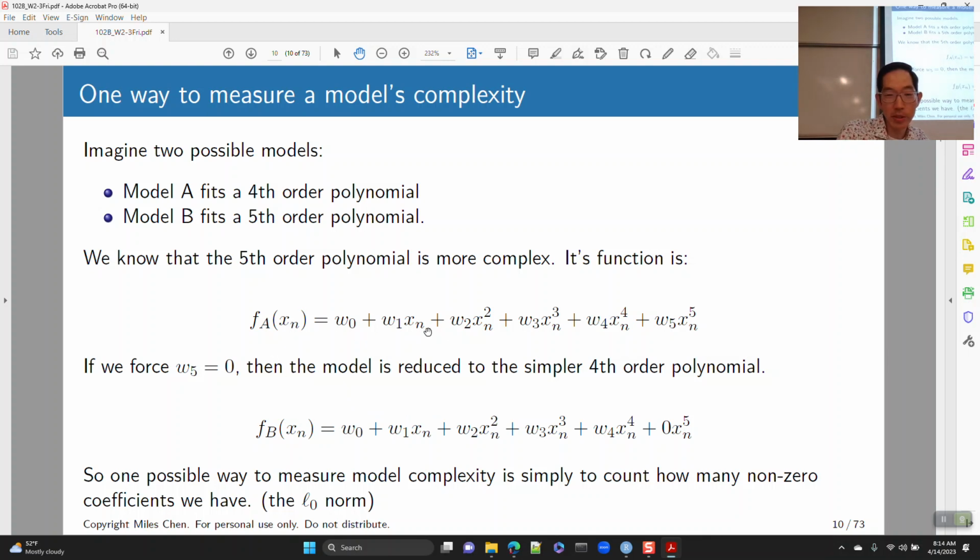I think I got these letters mixed up, but if you have the fifth order polynomial, you have basically 6 weight terms. You have an intercept and weight terms 1, 2, 3, 4, 5 for each of your components: W1, W2, W3, W4, W5. And if we say W5 equals 0, then now it's a fourth order polynomial, okay? So one way to measure model complexity is to ask how many coefficients are non-zero. More W terms that are not 0 means a more complicated model; fewer non-zero W terms is a simpler model, okay? So this one has 5 W terms that aren't 0, this one has 6, so 5 terms means less complicated, 6 terms means more complicated, okay?